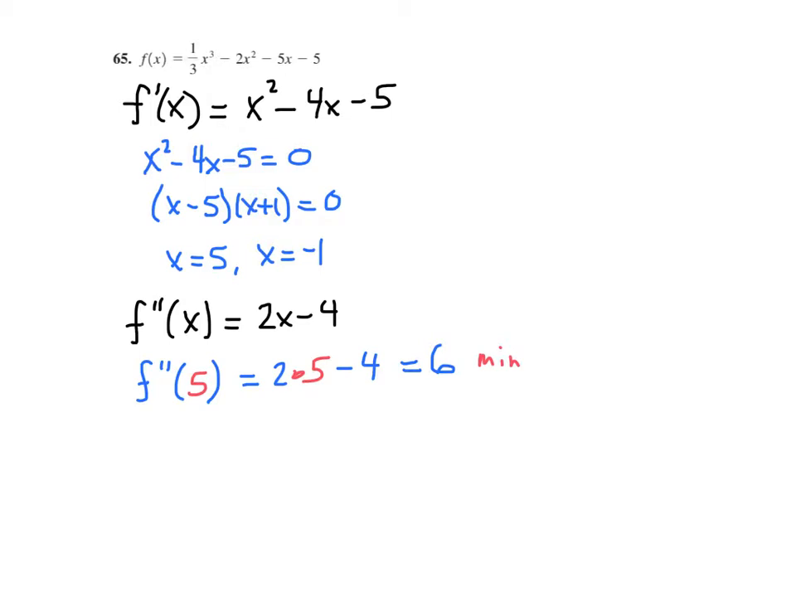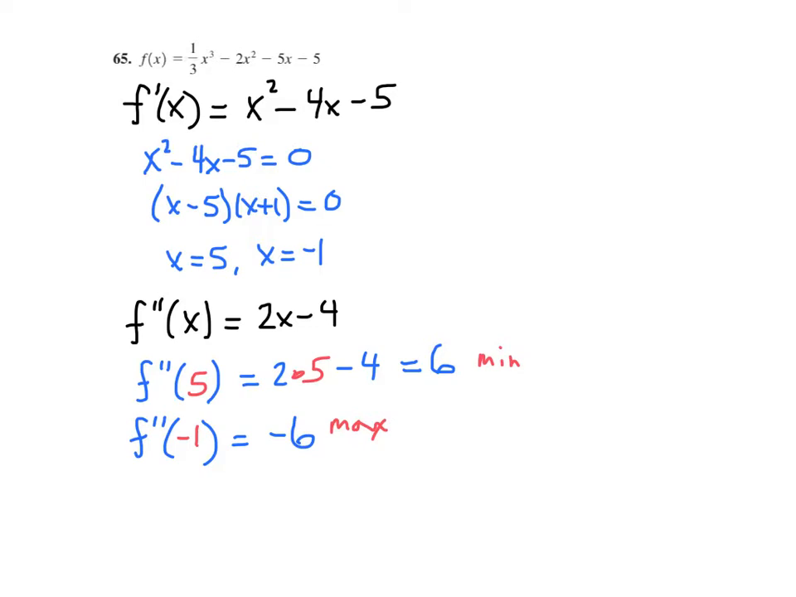Let's go ahead and test negative 1. F double prime with negative 1 plugged in. That's going to be negative 2 minus 4, which is negative 6. And I'm going to make a note that because that second derivative is negative, that point's going to be a maximum.